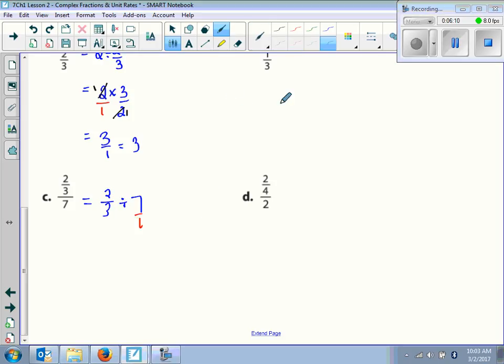So now we are going to multiply by the reciprocal. So that's 2/3 times what? Very good. 1/7. And now, can I simplify before I multiply? No. So we multiply straight across and we end up with 2/21.